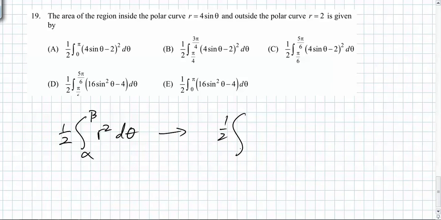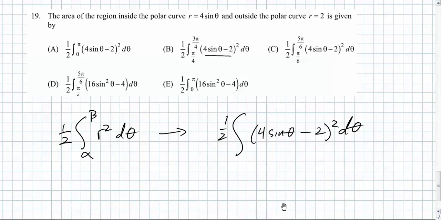Let's just do the inside first. What's our outer one going to be? 4 sine theta. And what's our inner radius going to be? 2. So we're squaring this d theta. First of all, do any of those match that already? A few of them do. This matches it. 4 sine theta minus 2, and the whole thing is squared.